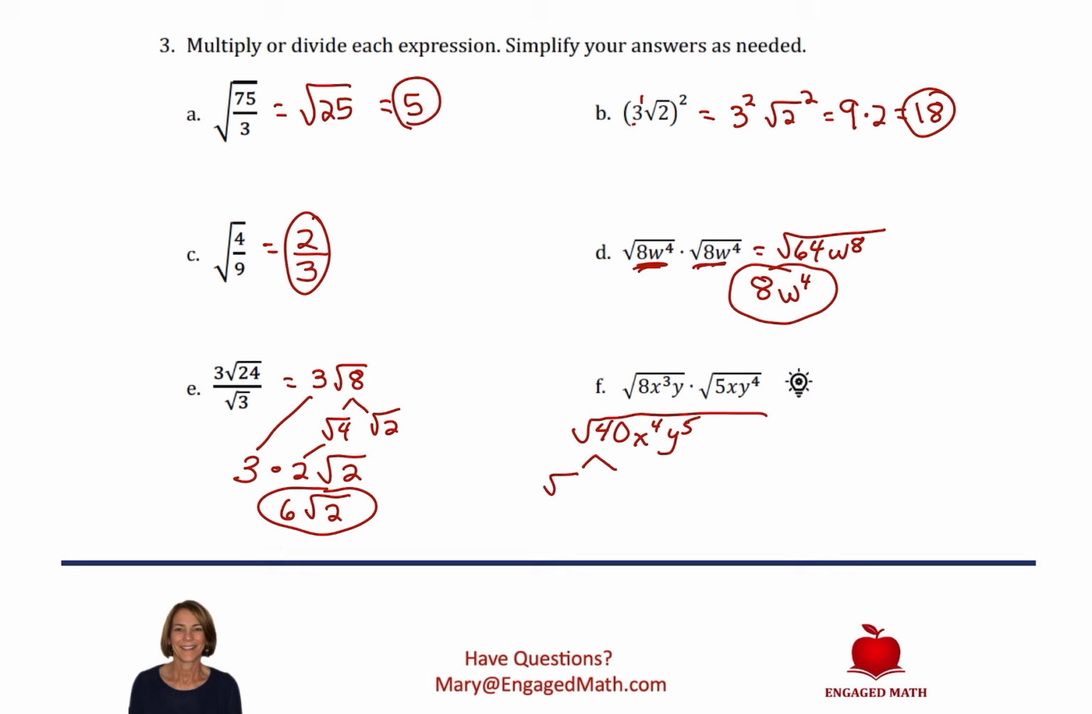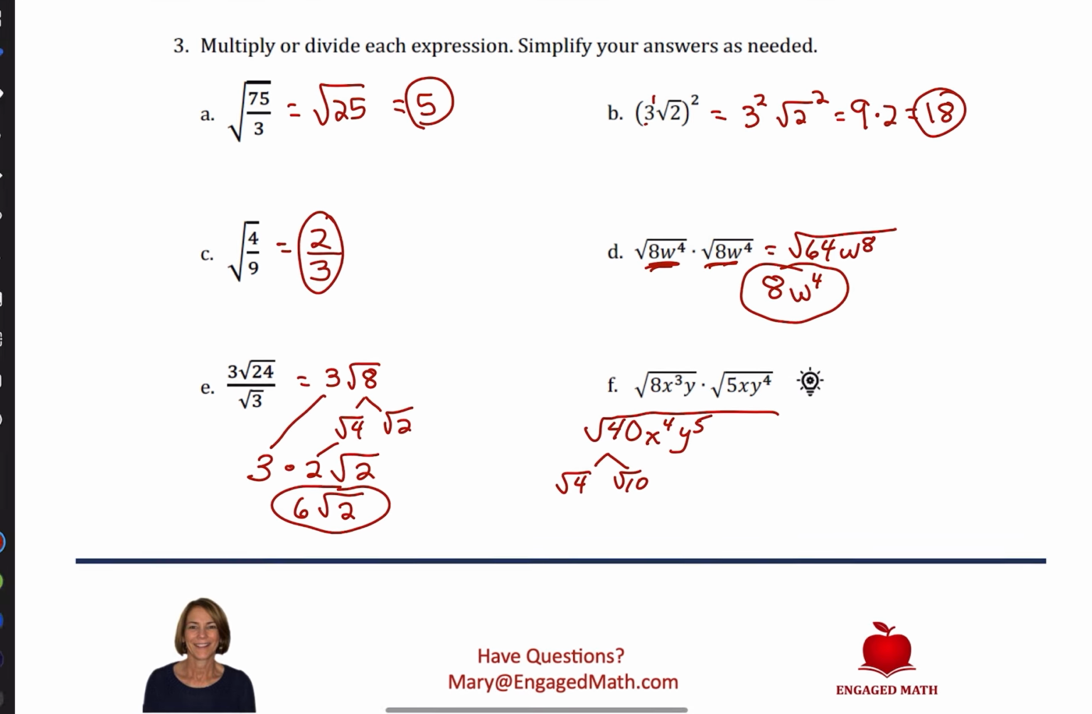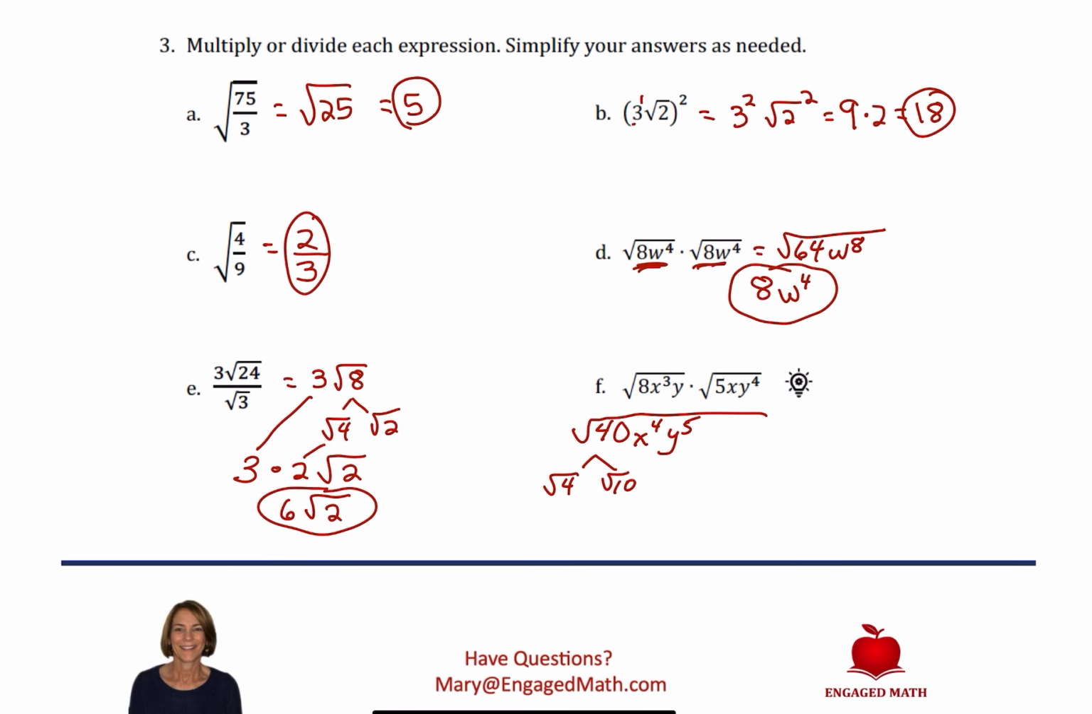I'm going to do what we did before in the last problem where we had the square root of 4 times the square root of 2. This time we have the square root of 4 times the square root of 10 because that gives us 40. But we know the square root of 4 is 2. So I'm going to write it as 2. I'm going to leave a little space for our variables. The 10 stays in the radical. That takes care of the 40.